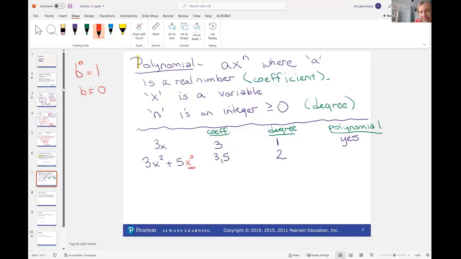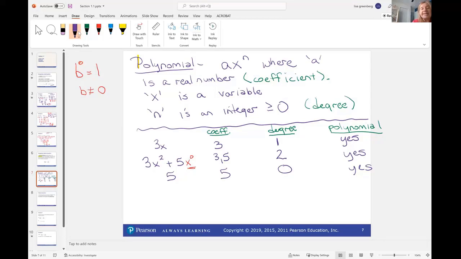So let's see if it fits. The coefficient is 5, and then we have our x to the 0 power, and 0, well, that's an integer, and it is greater than or equal to 0 because it's equal to 0. That makes this whole expression a polynomial. Okay, so this usually trips people up, that x to the 0. Like if I just have 5, my coefficient is 5 and my degree is 0, and this is still a polynomial.